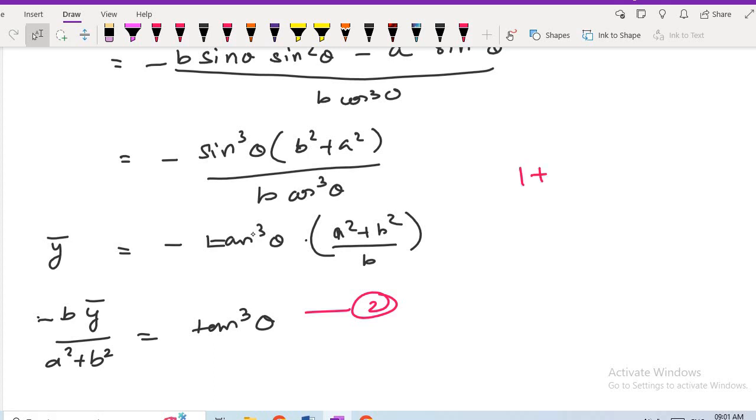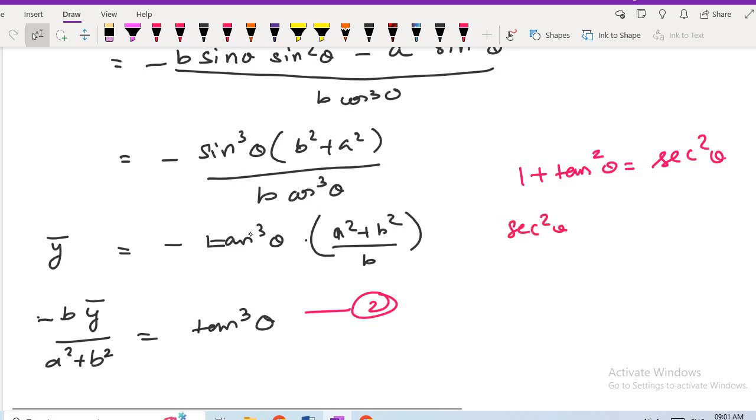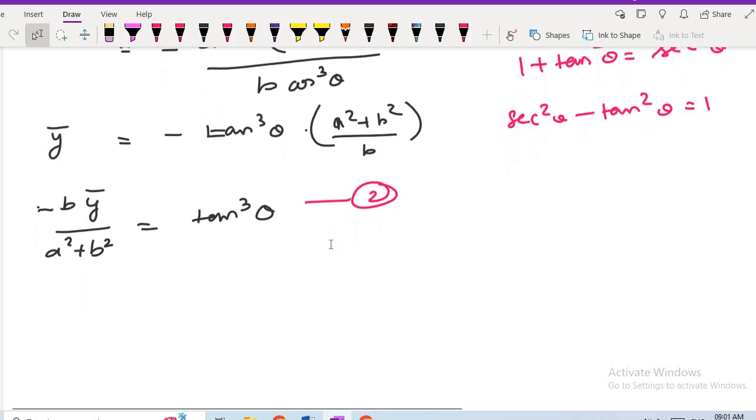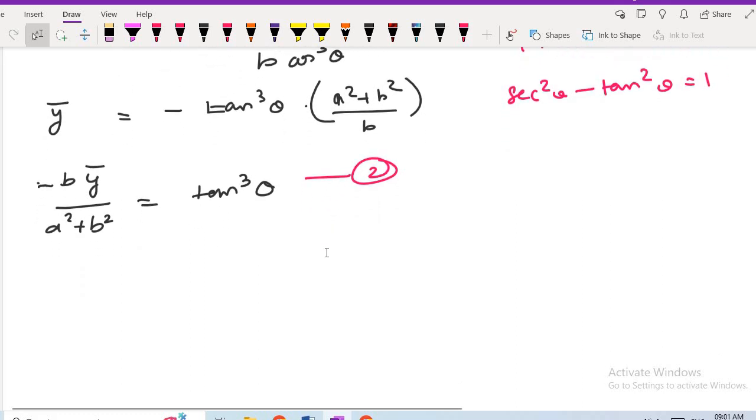We know very well 1 plus tan square theta is equal to secant square theta, and then secant square theta minus tan square theta is equal to 1. Up to that only the simplification. Now if we want to find out the evolute, we have to eliminate this theta from equation number 1 and 2. That means we have to eliminate secant theta and tan theta.